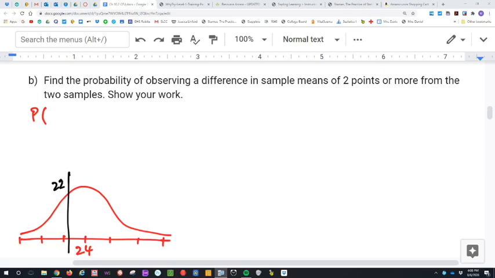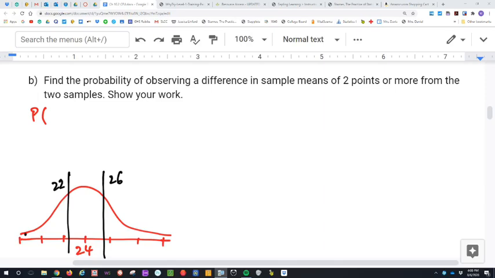And the difference, well, if we look at 22, the difference between 22 and 24 is 2, right? So how about 26? The difference between 26 and 24 is also 2. But they want a difference in sample mean of 2 points or more.